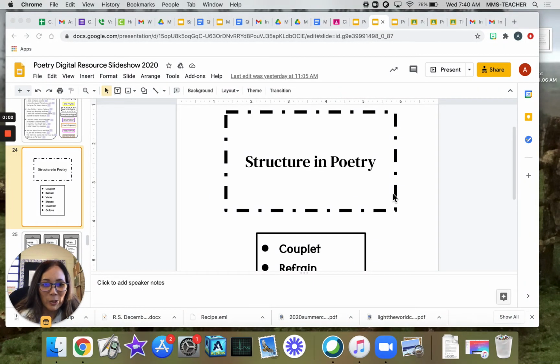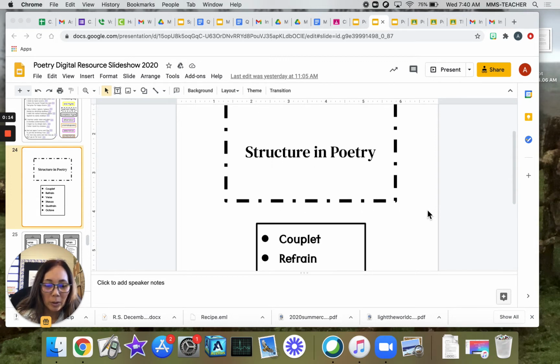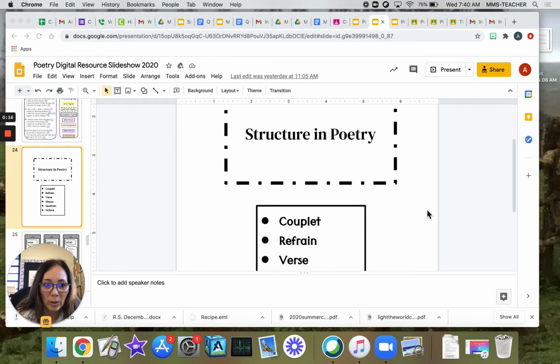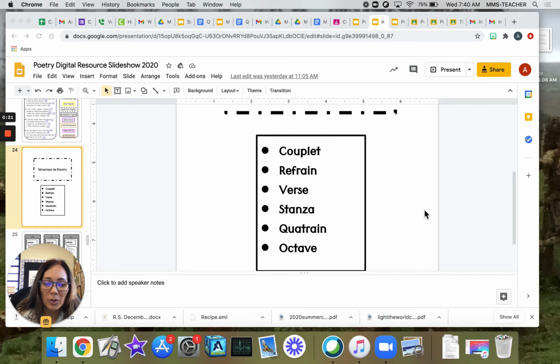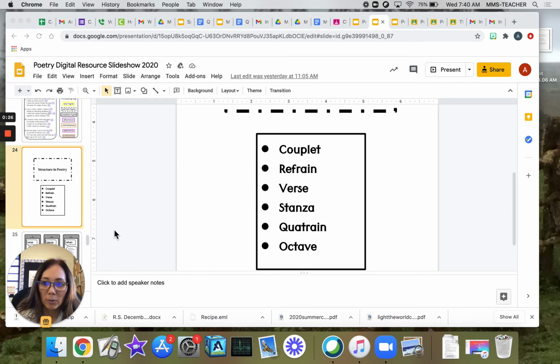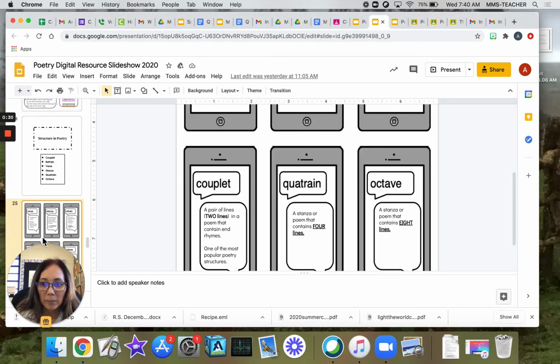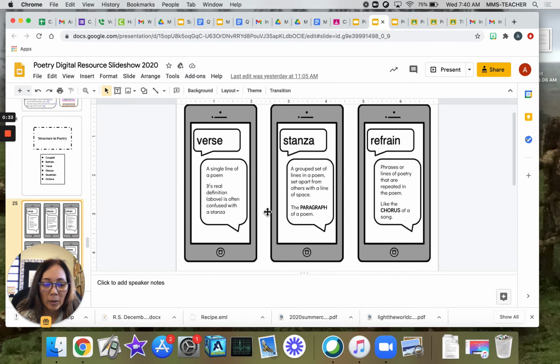Okay, today's language arts lesson is on structure in poetry, and this is in your poetry digital resource slideshow, and this is slide number 24. So when we're studying structure in poetry, these are the things that we're going to be covering: couplet, refrain, verse, stanza, quatrain, and octave. And the next slide, this is what you have in your composition book.